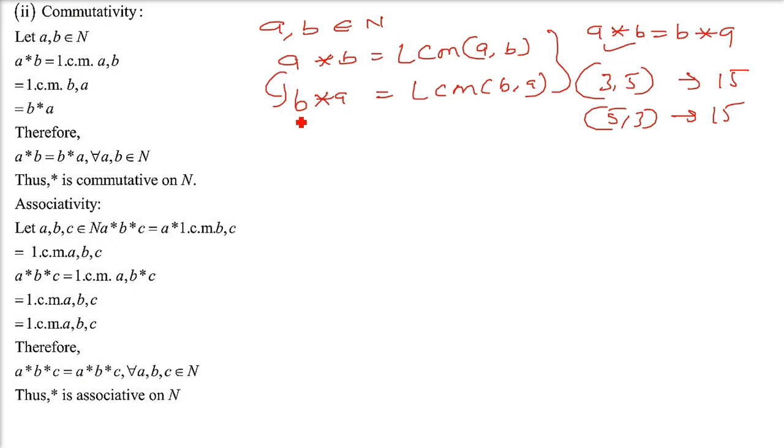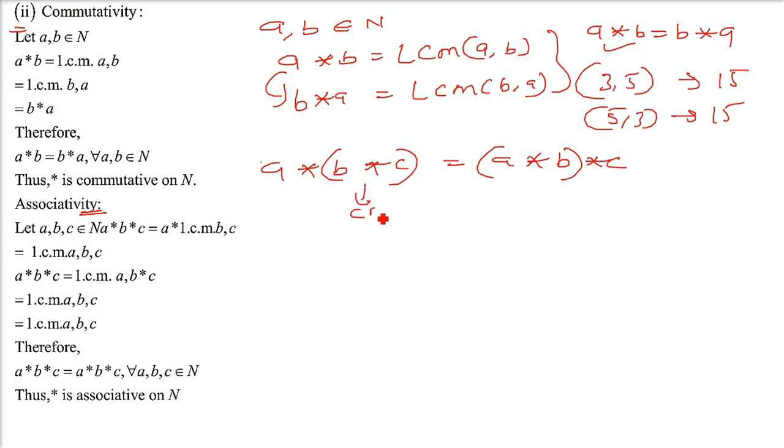Now coming to the associative property. Associative means (a star b) star c equals a star (b star c). First we will take in bracket b star c, this operation first. And in the other case we will see a star b first, then operate with the next one. So if I give you 3 values, first we have to find the LCM of b and c, then the result of this will be taken and used as input with a.